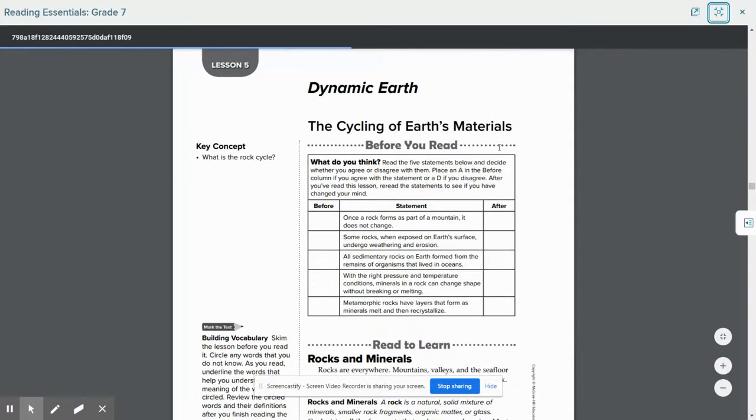Lesson 5 Dynamic Earth, the cycling of Earth's materials. Key concept. What is the rock cycle? Before you read, what do you think?